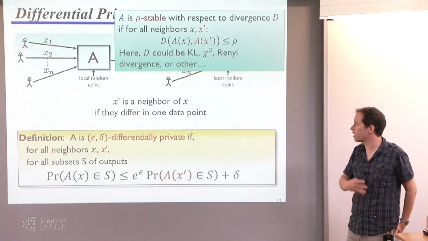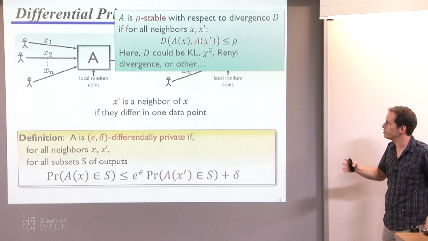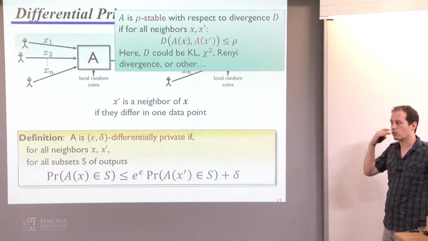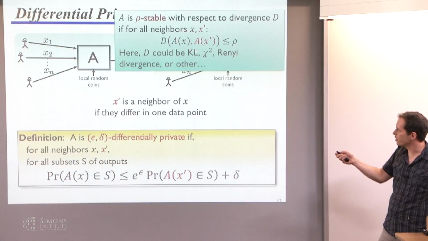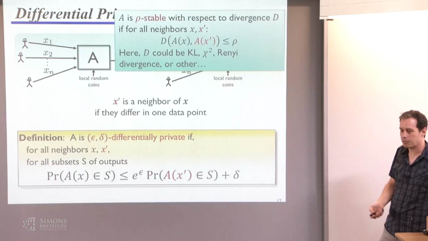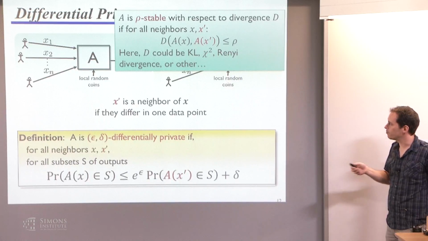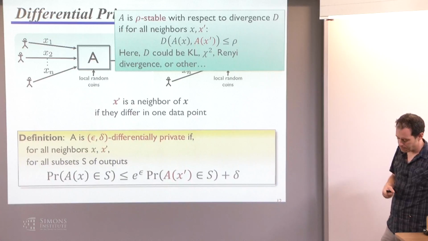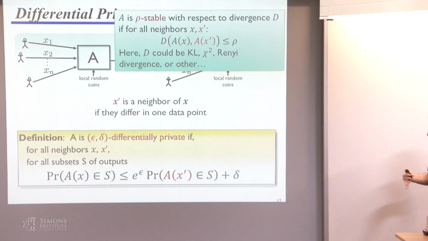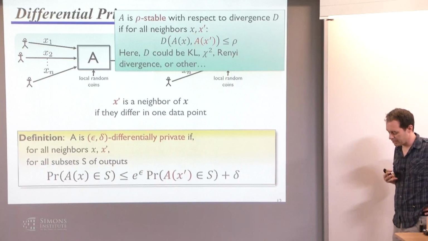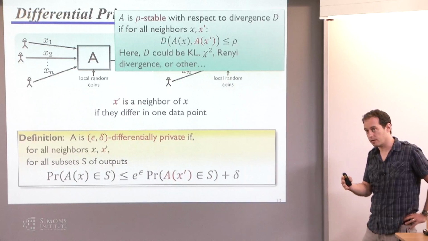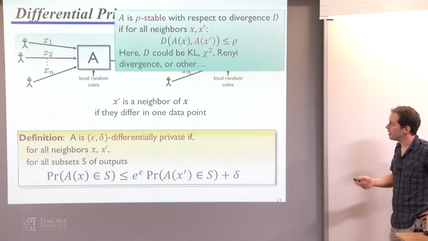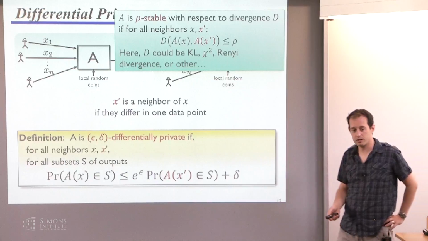Here, D could be something like Kullback-Leibler divergence. It could be chi-square distance. It could be a Renyi divergence, or a number of other things. I won't get into too much of the various notions of stability that people have used, but I'll try to point them out as they go. When you get down into the technical details, and certainly when you're working out concrete bounds of the form John was asking about earlier, then all these different notions of divergence really start to matter.